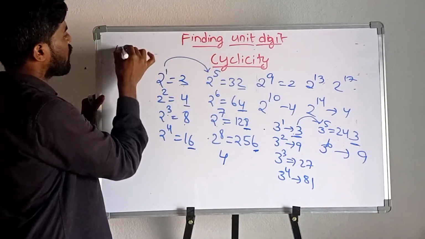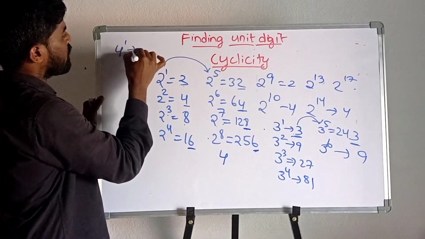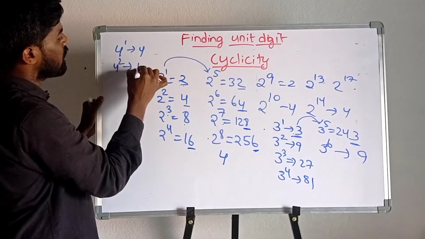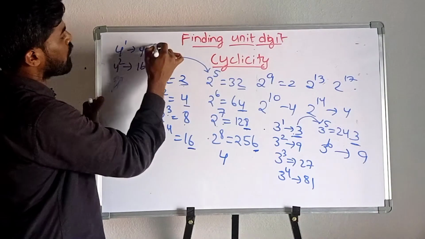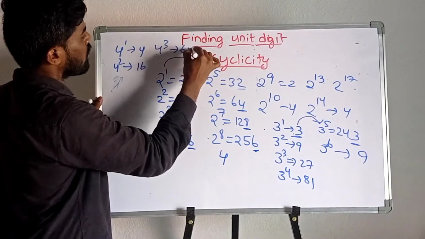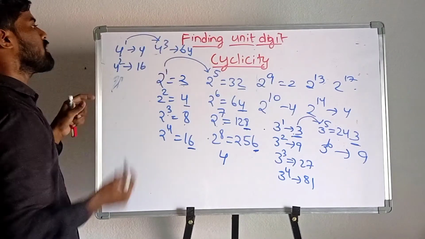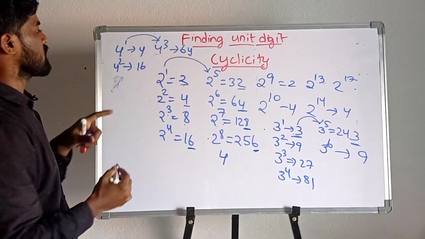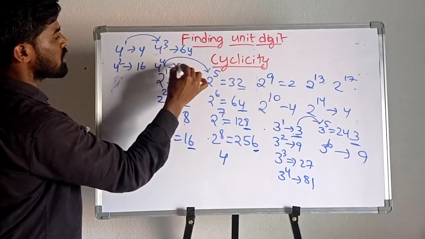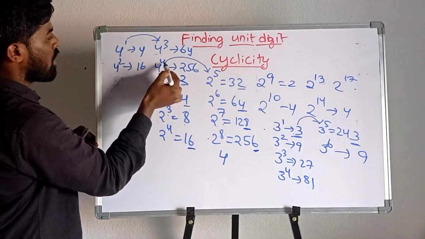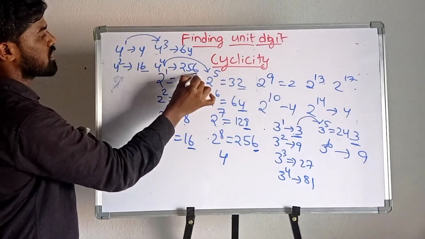Suppose 4 power 1 is 4, 4 square 16, 4 cube 64. In the case of 4, after every 2 powers of 4, the unit digit remains constant. 4 power 4 becomes 256. Here after every 2 powers, the unit digit remains constant.